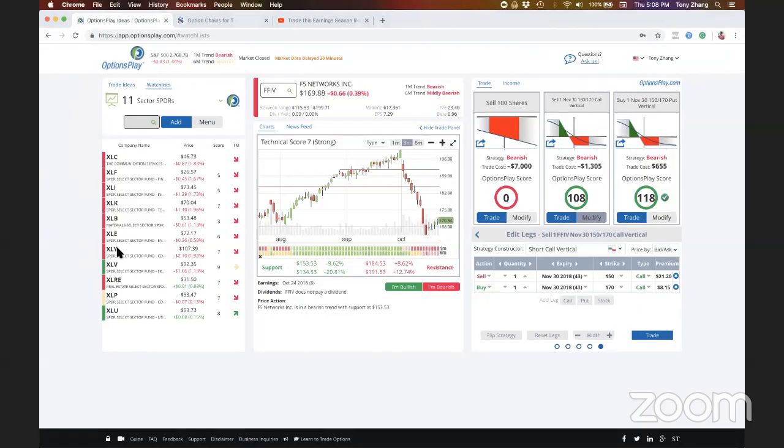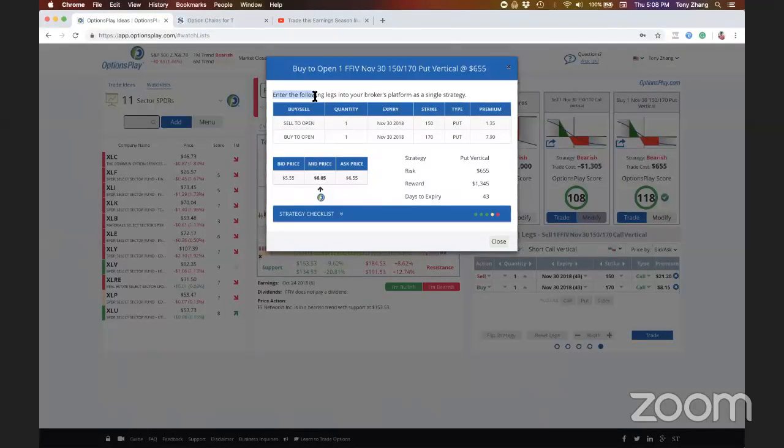How should the order be entered? One leg at a time or combined? Always as a combined basis. So when you hit the trade button, it tells you enter the following legs into your broker's platform as a single strategy. You never want to leg into this if you don't have to. Always trade this as a combined strategy.